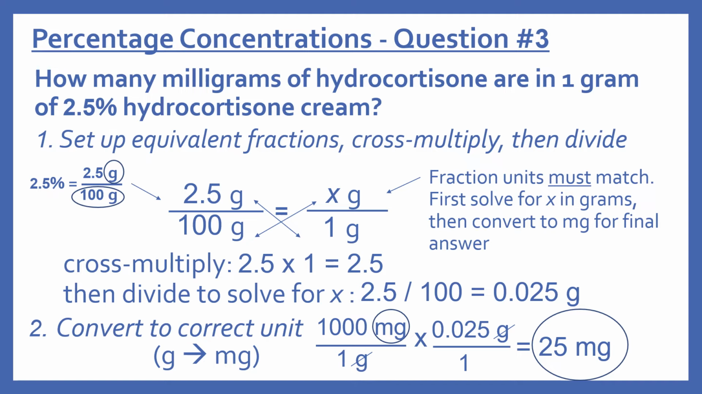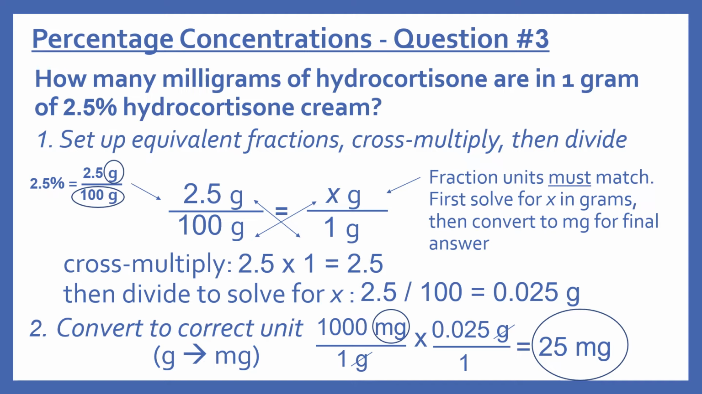So that's going to be our first fraction, and we're going to set that equal to X over 1 gram because we're looking for how much in 1 gram. And our unit for X is going to be grams. Remember, our fractions' units have to match. What's on the top of one fraction has to be what's on the top of the other fraction, and the bottom units have to match as well. So first we're going to solve for X in grams, and then we'll convert it to milligrams for our final answer here. So we have our equivalent fractions set up, so now we'll cross multiply.